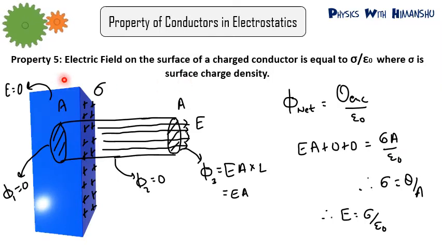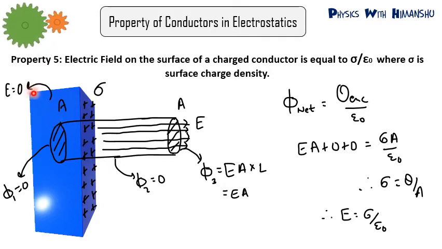So property number 5. This property says that the electric field on the surface of a charged conductor is equal to sigma by epsilon naught, where sigma is the surface charge density. So suppose this is a plate and on this side there is a positive charge of charge density sigma, and now we have an imaginary cylinder here.